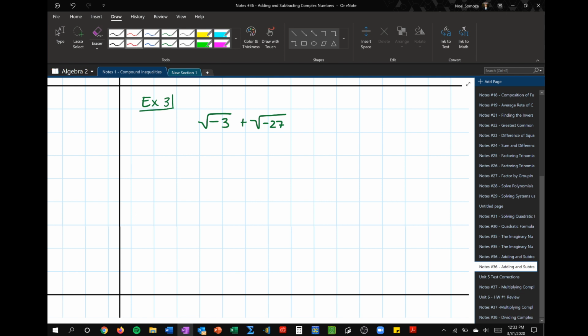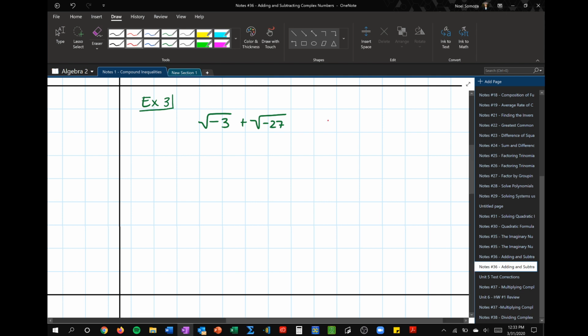Okay, so the first thing is when you have the square root of a negative, you extract the i, right? We did something like this last week where we had to convert these into imaginary numbers. Okay, so how do you do that? Well, remember that the square root of -3, I'm gonna do a little scratch work out here, represents the same thing as the square root of 3 times the square root of -1.